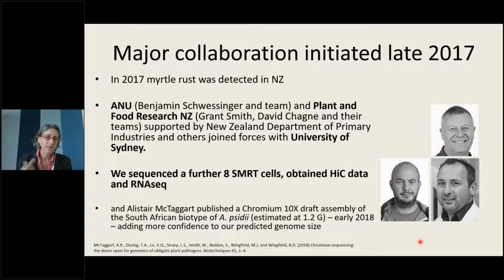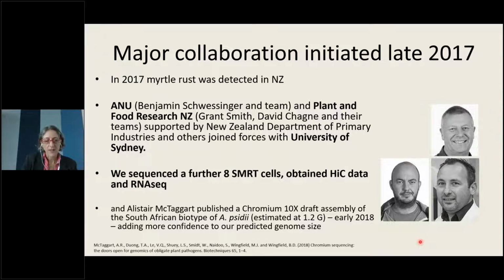Then, in 2017, Myrtle Rust was detected in New Zealand, and I met Grant Smith at a conference, who gave a fantastic presentation in Canberra and suggested that the New Zealanders were going to do a long-read assembly of the genome. And I also at that time met Benjamin Schwessinger at ANU, and all of us got together and decided to join forces and really make a much better job of this, and pool our resources. So David Chagné and Grant and Benjamin and I, and many others, I should say, joined forces.